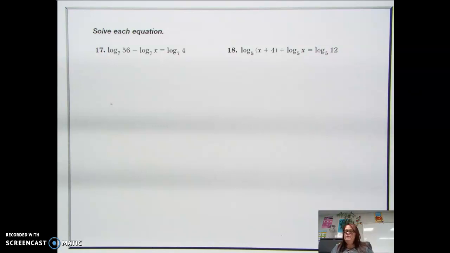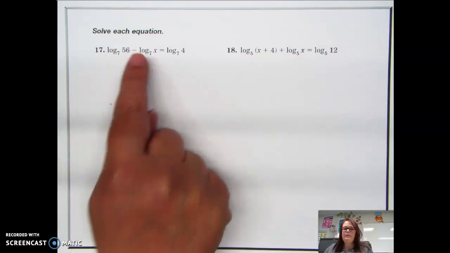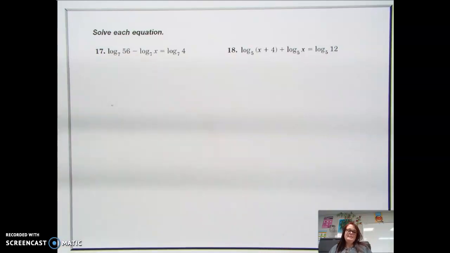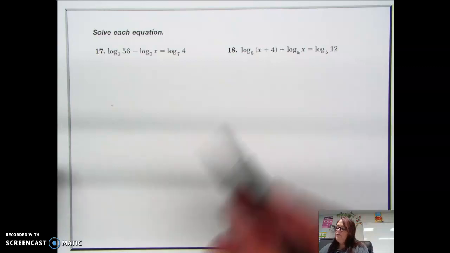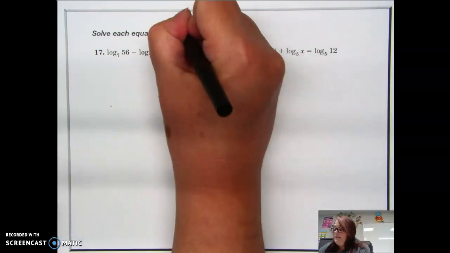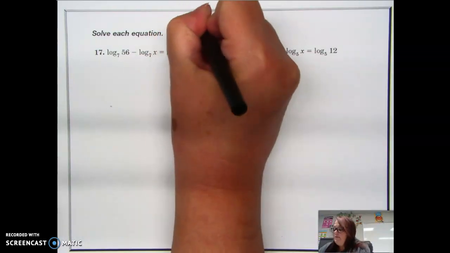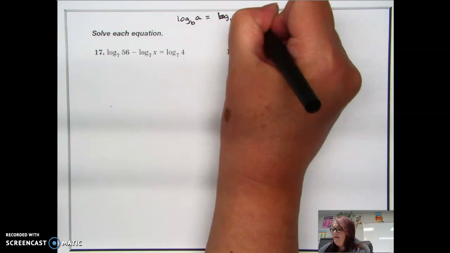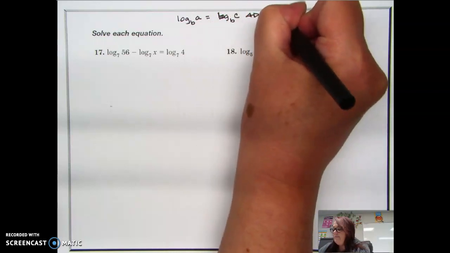So one of the things that people are tempted to do is what they call dividing out the log. But remember, log itself is a function, so it would be like dividing by addition. That doesn't make any sense. We can't do that. So what we have is a definition that says if I have the log base b of a equal to the log base b of c, then we know that a is equal to c.